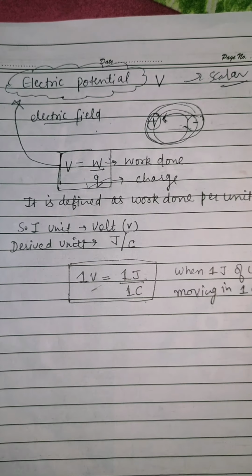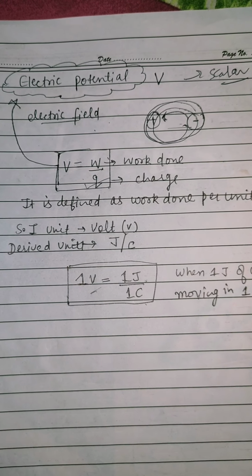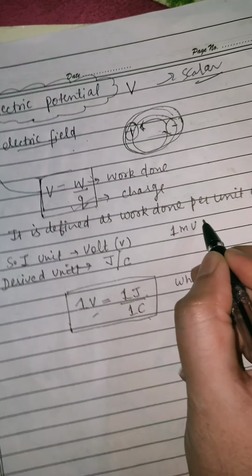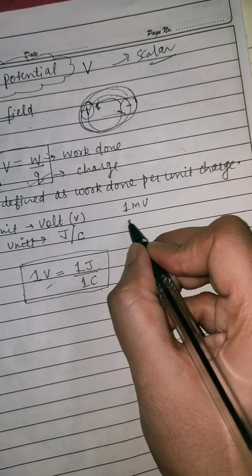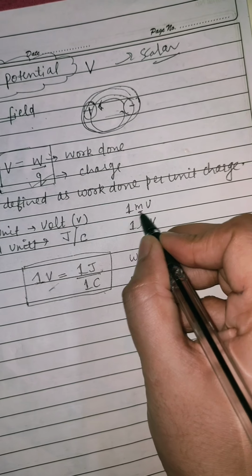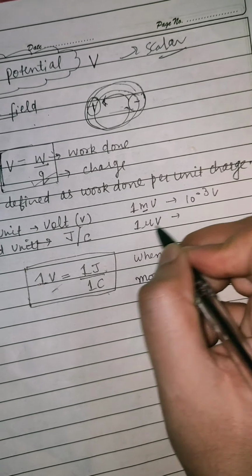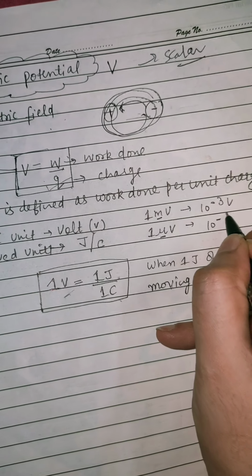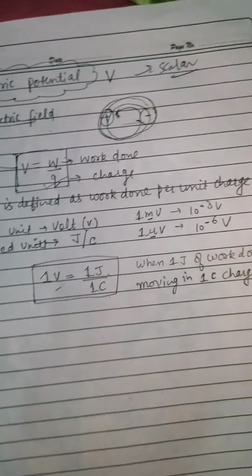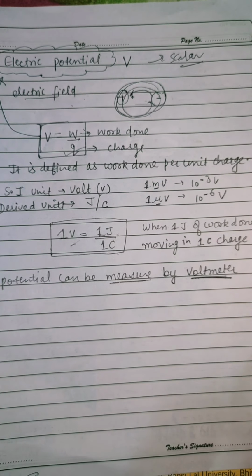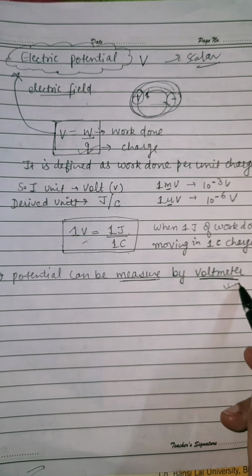Now have another look at the smaller units of potential, that is 1 millivolt and 1 microvolt. In case of milli we use 10 raised to power minus 3 volt, and in case of micro we use 10 raised to power minus 6 volt. We can measure potential with the help of a device, that is the voltmeter.